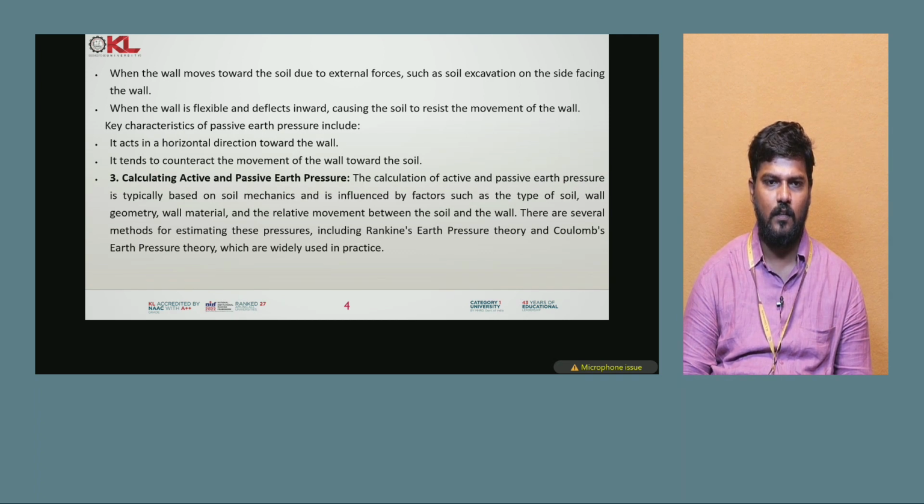So how to calculate the active and passive earth pressures? The calculation of active and passive earth pressures is typically based on soil mechanics, and it is influenced by factors such as type of the soil, wall geometry, wall material, and the relative movement between the soil and the wall. There are several methods for estimating these pressures, including Rankine's earth pressure theory and Coulomb's earth pressure theory, which are widely used in practice.